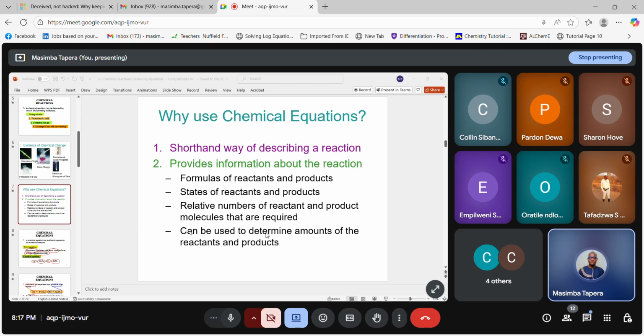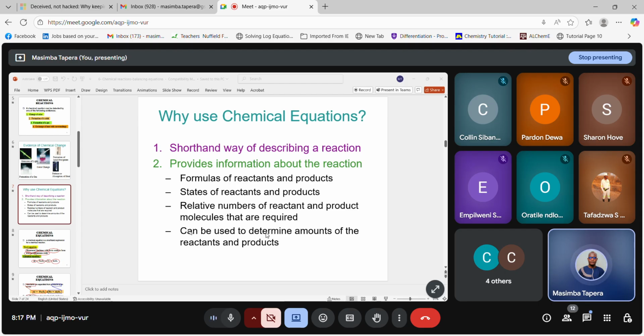It is very difficult, but instead it's better to use, you know, that wood is made up of carbon, and that carbon is burning in oxygen to produce carbon dioxide and water. So when we use chemical equations, it's actually a shorthand way of describing a reaction. There is no need for you to draw the fire, everything. And basically, a chemical equation provides information about the reaction by making use of formulas of reactants and the products. We don't need to write the full names, we just use the formulas. We also use a shorthand way of showing the physical states of the reactants and the products.